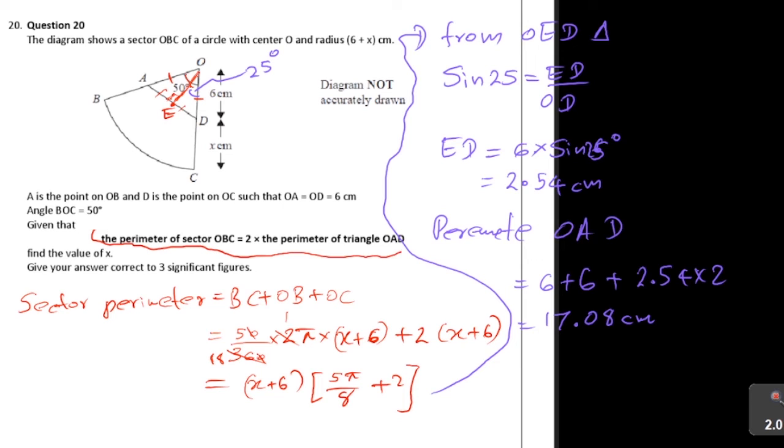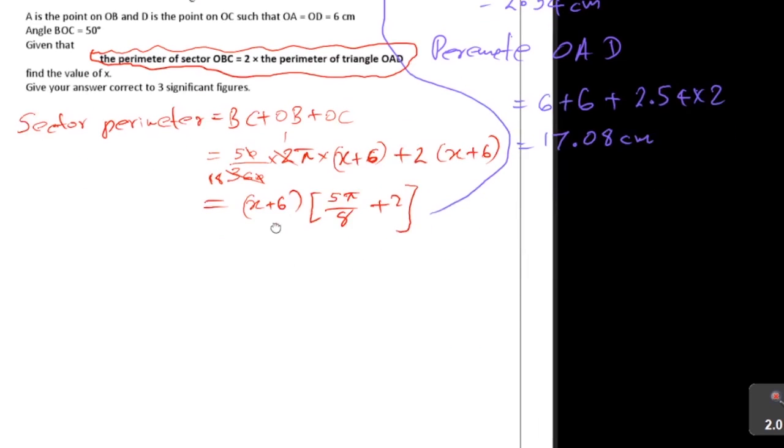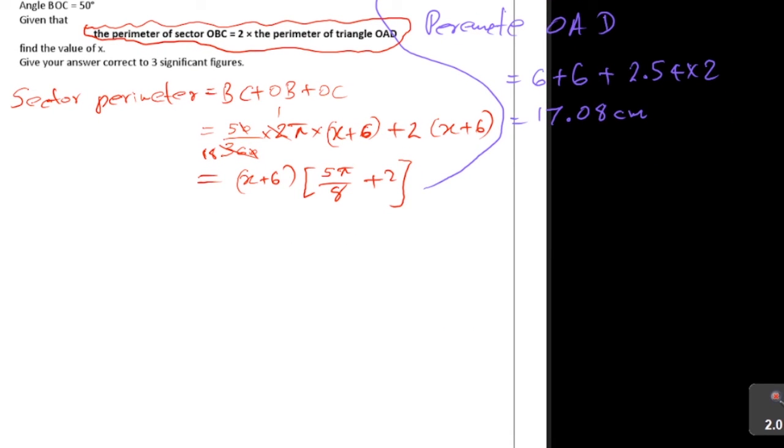Now is the time for us to make use of this relationship. The OBC perimeter, we have already found in terms of x: x plus 6 times 5 over 18 plus 2 equals 2 times what they have given us, 2 times the OAD perimeter, 17.08. Is it 8? It's not 8, it's 18, no? I should have written 18 here. Yep.